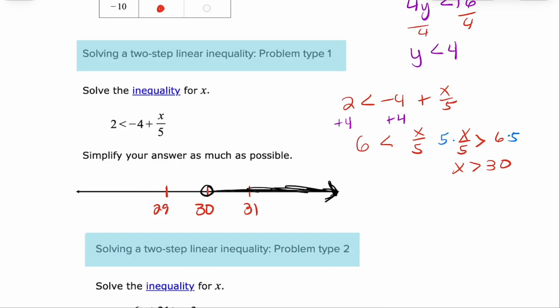Now let's write our answer in interval notation, because we have to practice that. We're going to have an open circle on the 30, which means a parenthesis on the 30, and we're going to keep going to infinity. Do you see how that follows the number line? I started at 30, but I can't quite get there. There's an open circle, there's a bracket, or a parenthesis, I'm sorry. And then I can go forever and ever to infinity.